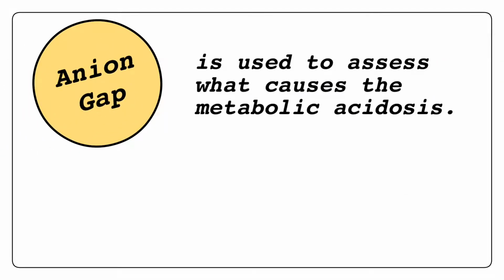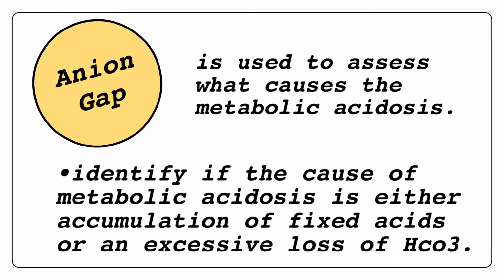Now, an anion gap is used to assess what causes the metabolic acidosis so that the doctors and medical health workers can appropriately treat the patient. We'll be able to identify if the patient's metabolic acidosis is caused by either the accumulation of fixed acids or an excessive loss of bicarbonate.